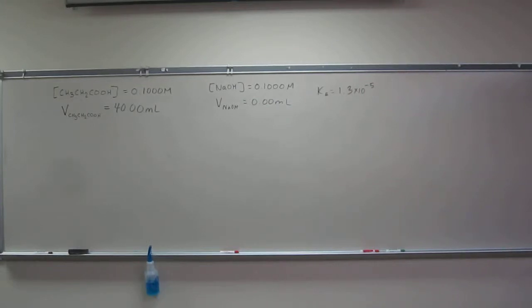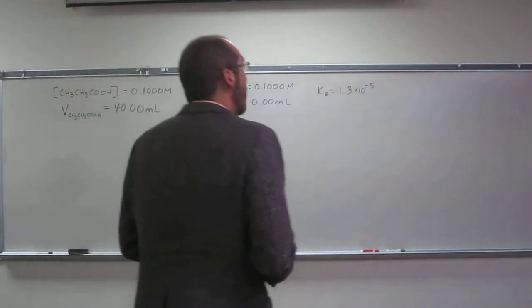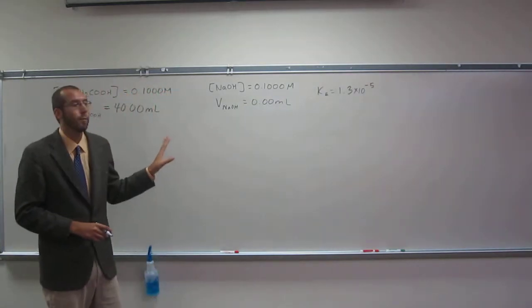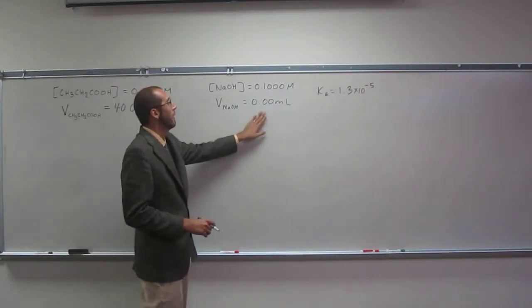Okay, so let's try this titration problem. So we're doing finding the pH during a weak acid strong base titration. And this portion of the problem is before any base has been added. So hopefully you can see 0 mL.